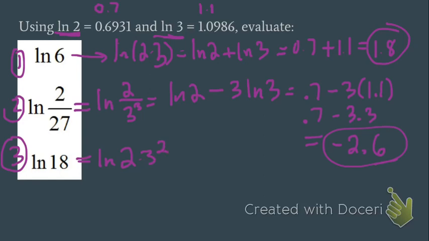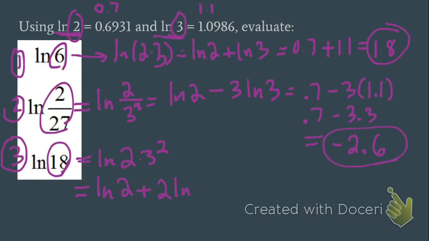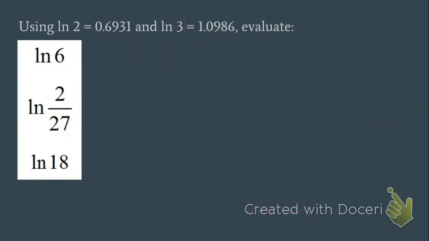Alright, and then the log of 18, I would say that's best to break up as 2 times 3 squared. Again, that might take a couple more seconds to think about if you've never seen this before, but you're just looking to express these numbers in terms of the numbers inside the given logs. So it's going to be the natural log of 2 plus 2 times the natural log of 3. So that's going to be 0.7 plus 2 times 1.1. So that's 2.2 plus 0.7, so that's 2.9. Alright, so log properties coming at you.